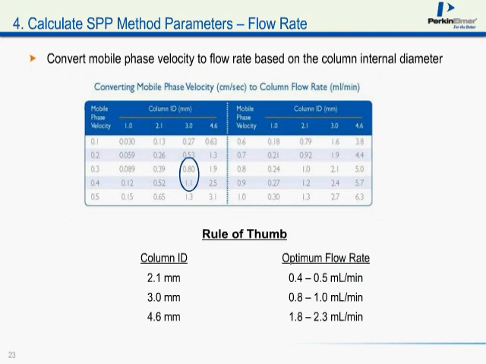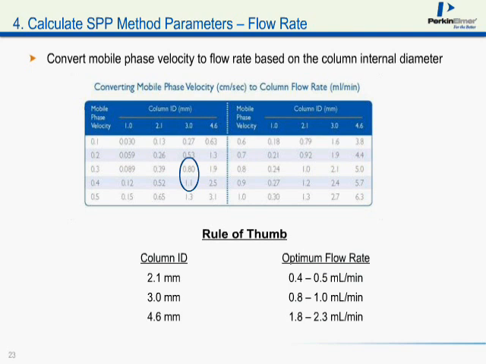For a 3 millimeter ID column, optimum flow rate is usually around 1 mL a minute, 0.8 to 1.2, I would say, is the range. And for a 4.6 millimeter ID, it's 1.8 to 2.3 mL a minute. As you can see from these flow rates, that's why I mentioned earlier that the 2.1 millimeter ID column is really optimum for LCMS, because those lower flow rates are usually better for electrospray ionization in the mass spectrometry portion of LCMS.